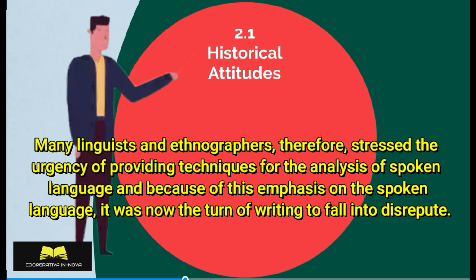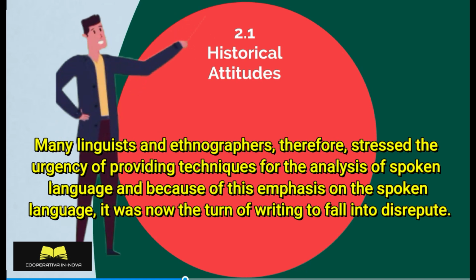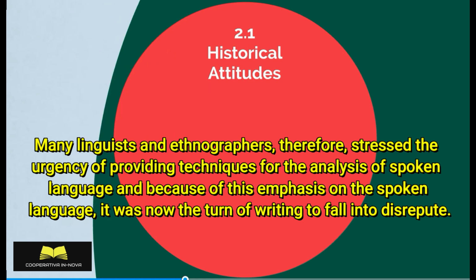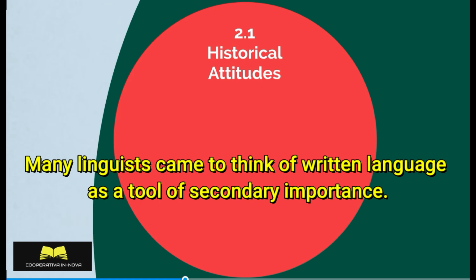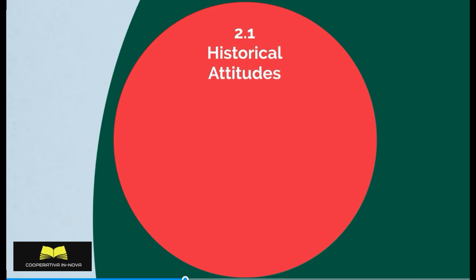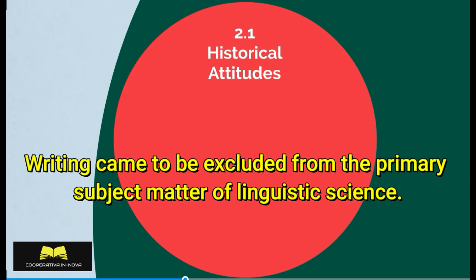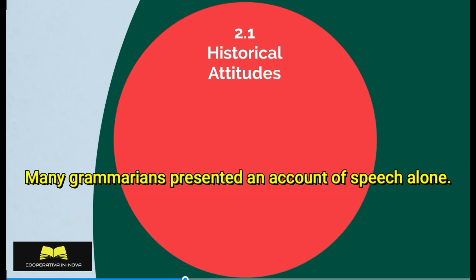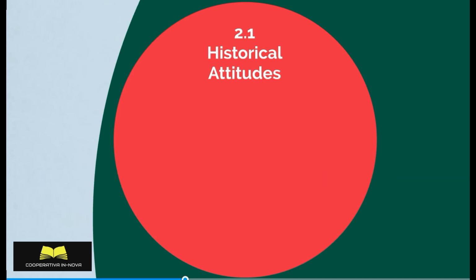Many linguists and ethnographers, therefore, stressed the urgency of providing techniques for the analysis of spoken language, and because of this emphasis on the spoken language, it was now the turn of writing to fall into disrepute. Many linguists came to think of written language as a tool of secondary importance. Writing came to be excluded from the primary subject matter of linguistic science. Many grammarians presented an account of speech alone.